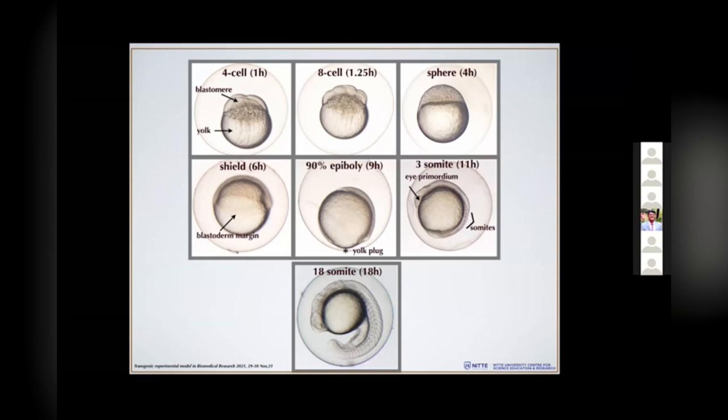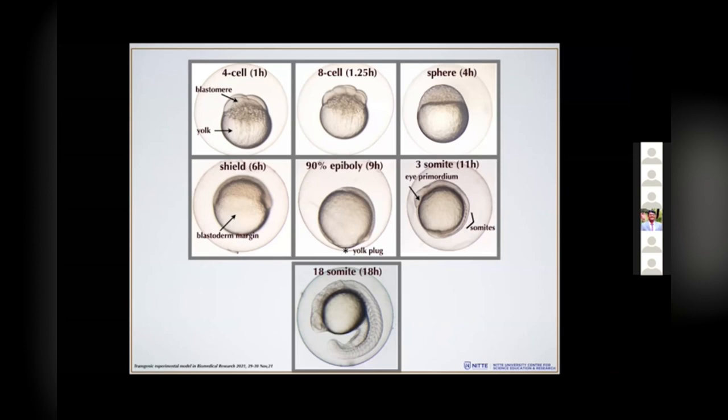You can actually see the blastoderm covering the entire yolk, and a small opening at the bottom, which is shown here as a yolk plug. And at 10 or 11 hours post-fertilization, you would know how the animal is shaping up, where the eye is going to come in, where the head is going to form. The point shown on the image is the eye primordium, or the analog of the eye, you can say, and the somites, which are basically the muscles. You can actually count the muscles, and at the three somite stage, there are basically three muscle segments coming up.